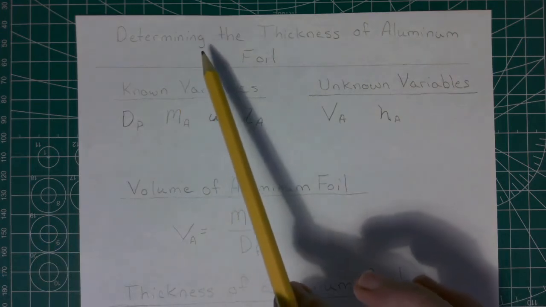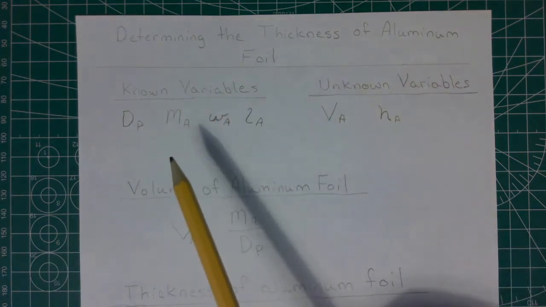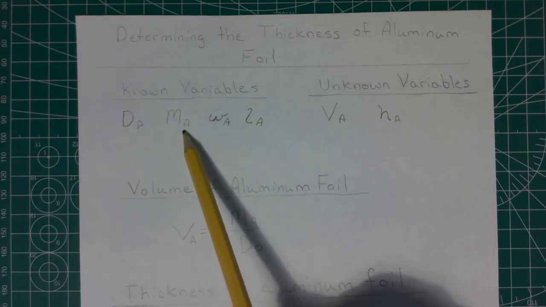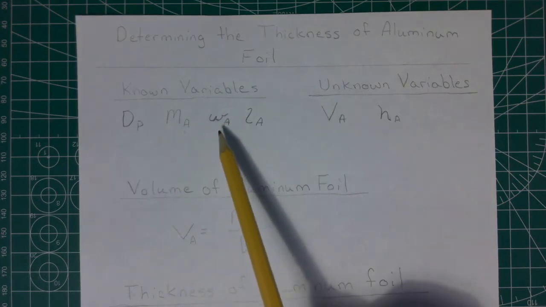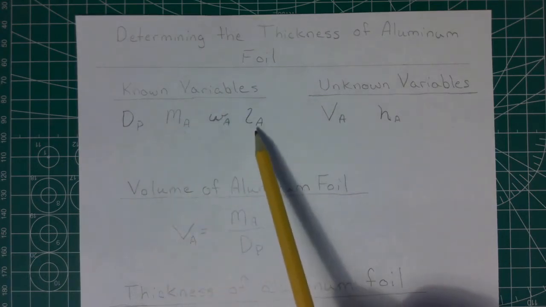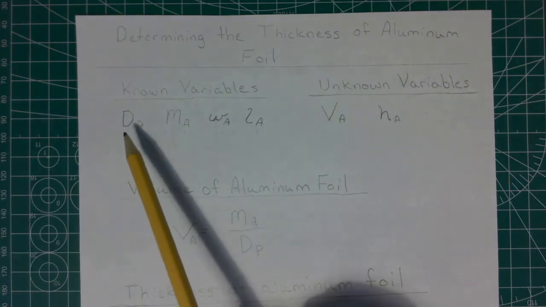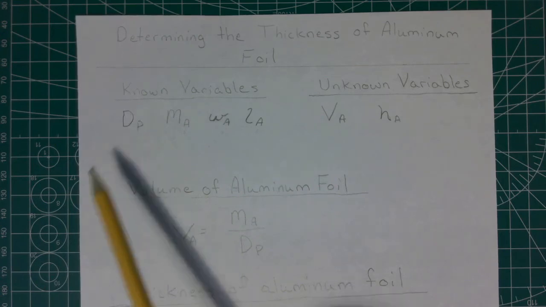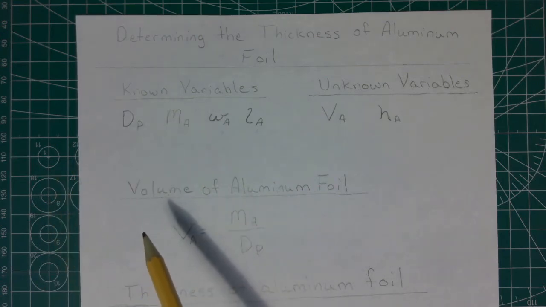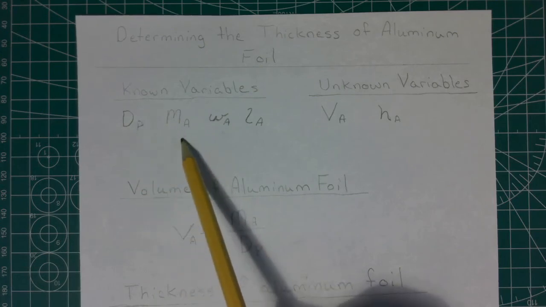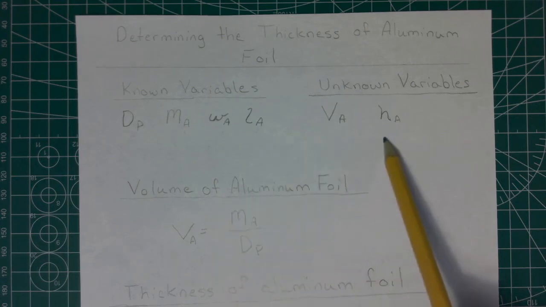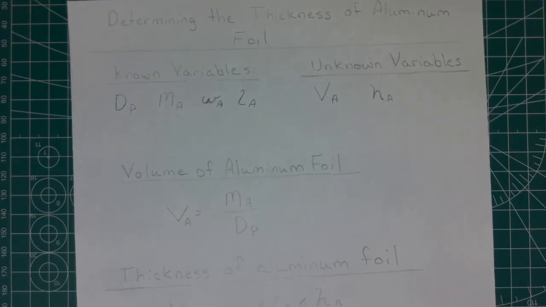Finally, we're going to be determining the thickness of the aluminum foil sample that we have. So our known variables, we're going to have the mass of the aluminum foil. This is something that we measured. We're going to have the width of the aluminum foil. We're going to have the length of the aluminum foil. And we're going to need one more piece of information. This is the density of aluminum that we determined in the last part. So this is a calculated value, and these three are measurements. And we're going to be asked, what is the volume of that aluminum foil? And then what is the height of the aluminum foil, or the thickness of the aluminum foil?